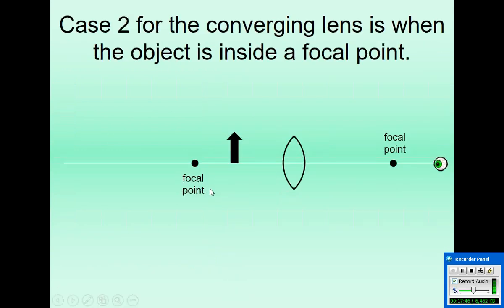The second case for the converging lens, the object is inside the focal point. Now, this is the classic magnifying glass situation. And if you've ever used a magnifying glass, you should already know that the image is going to be larger than the object. Let's see the ray diagram predict this.